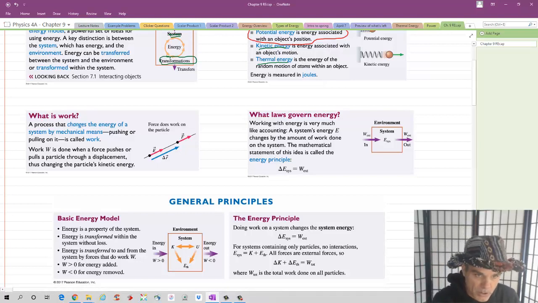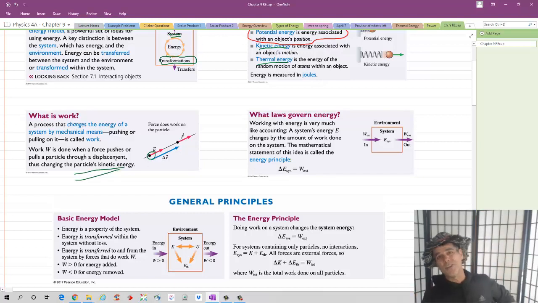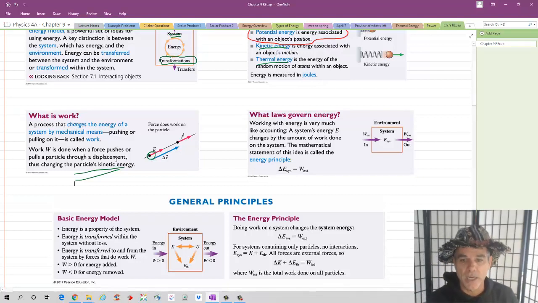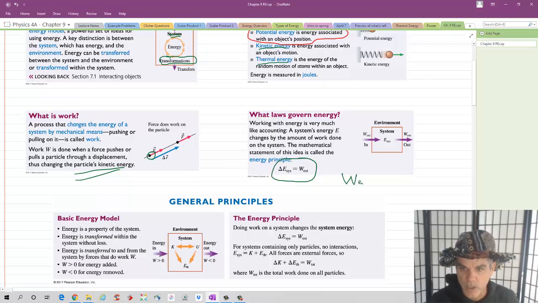And initially, we were just looking at a single particle with a force acting on it. If that's the case, the only form of energy a single particle has is kinetic energy. And the work done on that particle will change the kinetic energy of that particle. Our big giant equation for energy is this. The work done by all external forces equals the change in energy of the system.